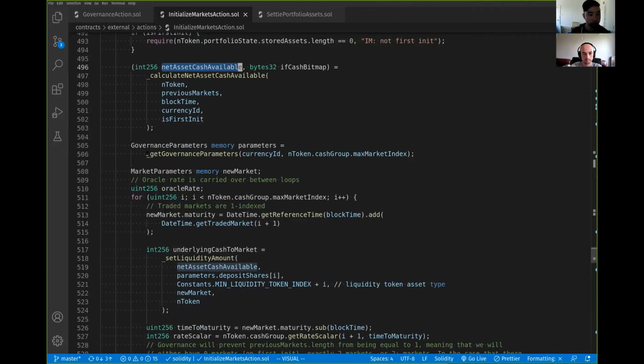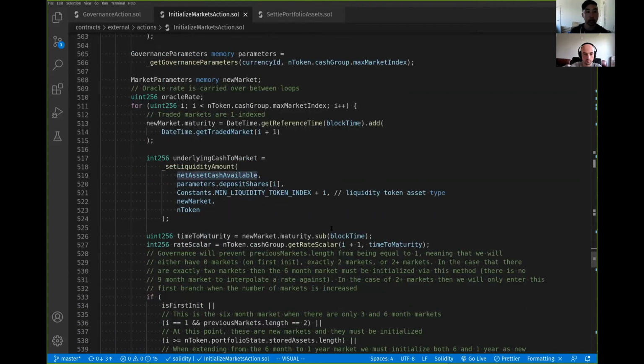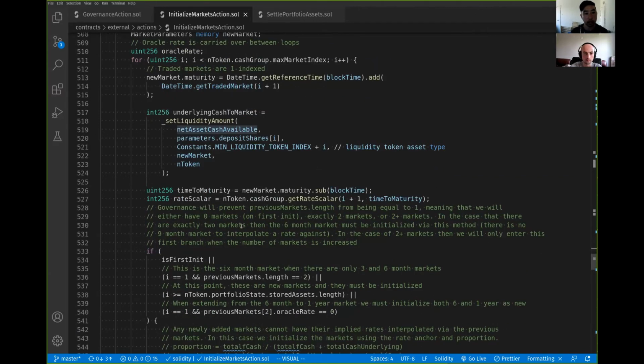So we will get the governance parameters we discussed earlier. And now what we're going to do is loop through all the markets that we need to initialize for the next quarter. And essentially set up their state. So the first thing, which is a little bit easier, is setting the total amount of liquidity and cash available. That will simply be based on the deposit shares. So what proportion are we depositing to each market? We're going to put that amount of cash into each market initially.